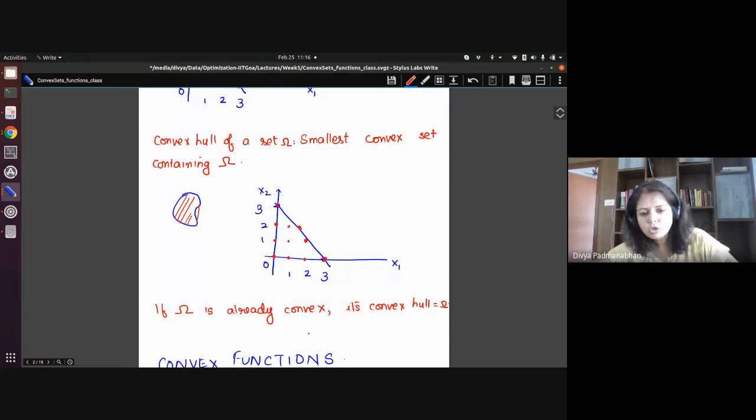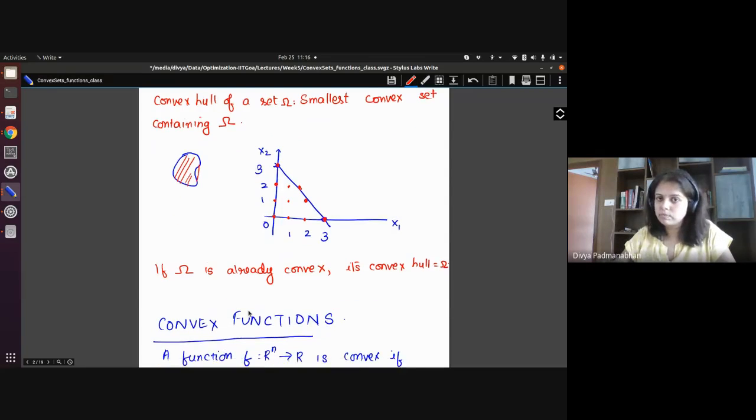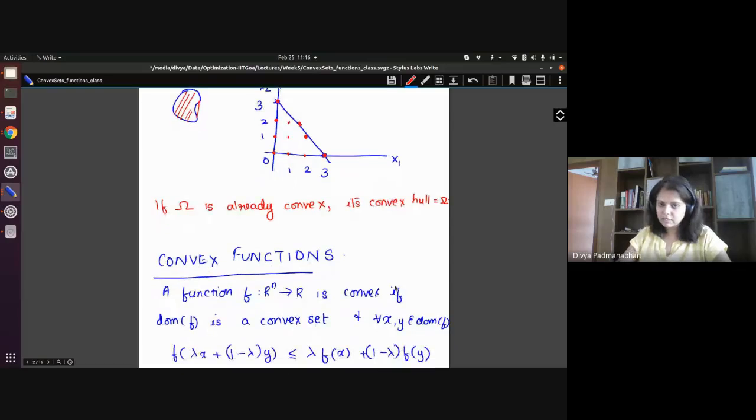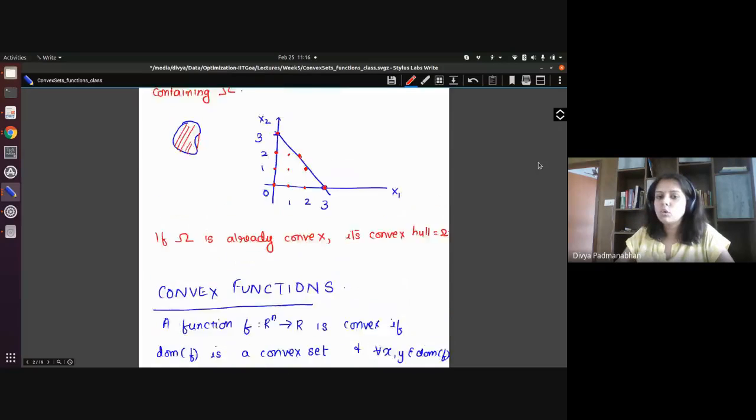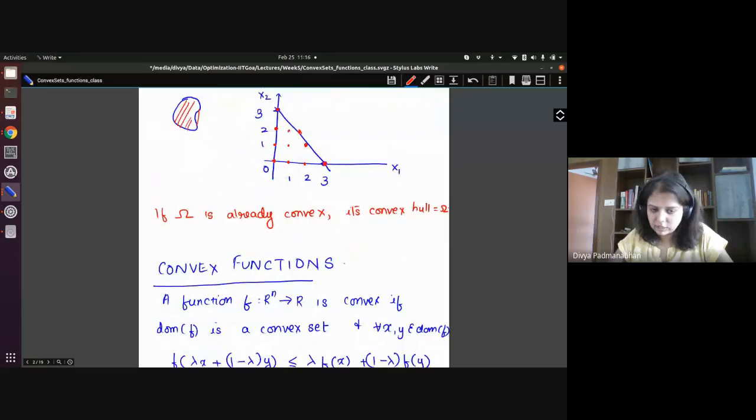Now, another thing to remember is if omega is already a convex set, then its convex hull, of course, is omega, because the smallest convex set containing it is itself. This will come a little later. So maybe I'll just move on to the next topic, which is convex functions. What we saw was convex sets, and now we'll see what a convex function is.